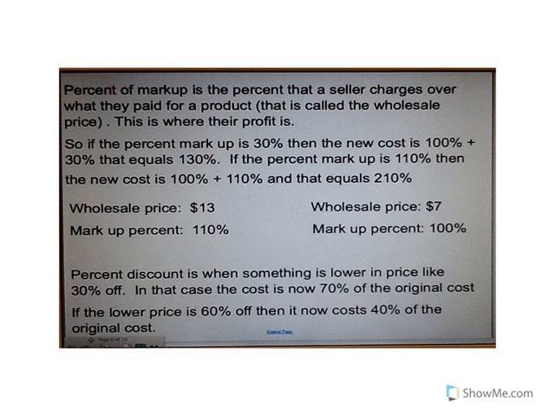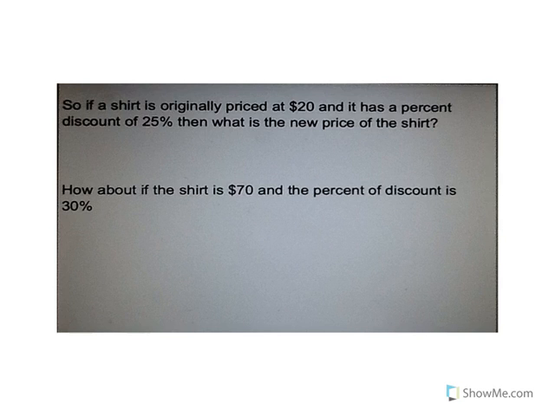Percent discount is a similar idea. What it is instead, though, is percent discount when something is lower than the original cost. If it says it's 30% off the original price, then it actually now costs 70% of the original price. If you wanted to, you could calculate 30% and subtract it from the original. That's perfectly fine. But if you want to do it more quickly, you can just multiply it by 70% of the cost. So if something is 60% off the original price, it now costs 40% of the original price.